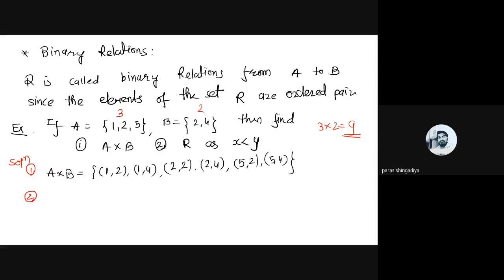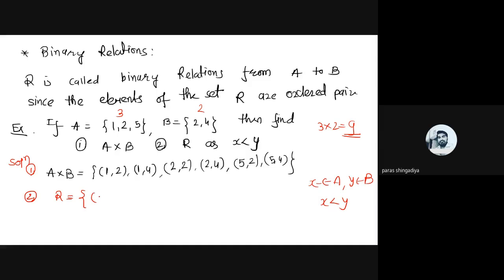Okay, here we'll define R such that if a pair satisfies this condition, with the first entry as x and the second entry as y, where x belongs to A and y belongs to B, such that x less than y, then this pair will be included in this relation. It should also be a subset of A cross B.